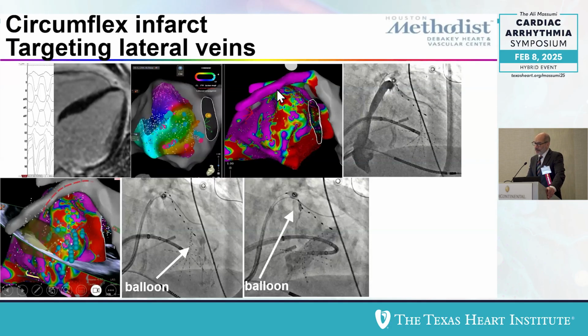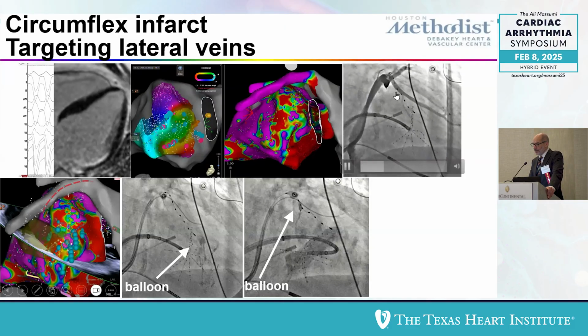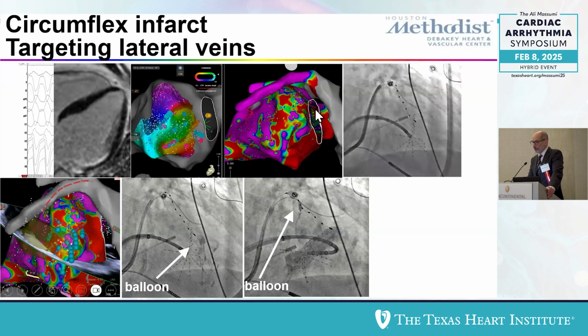There's a big vein here, and please note that the voltage is actually normal here. This is more than 1.5 millivolts, so this vein is healthy. So it wouldn't be good to treat this vein with alcohol. But the nice thing is that that vein has lower branches that seem to go towards the low voltage scar.